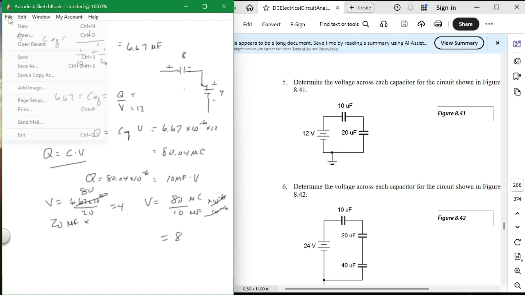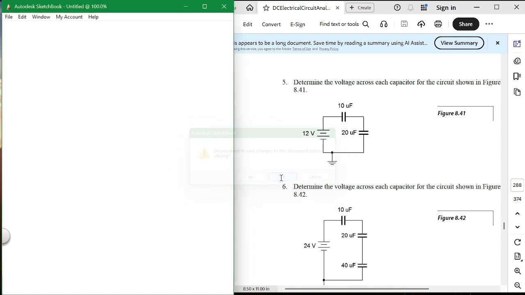Okay, so now let's go on to 6. Same thing. Now you've got 3 of these guys. So what do you have to do first? You've got to find C equivalent, right? What is C equivalent here? Everybody do this. You tell me what C equivalent is. It's 1 divided by, parenthesis, 1 divided by 10 plus 1 divided by 20 plus 1 divided by 40, in parenthesis. What does that equal?